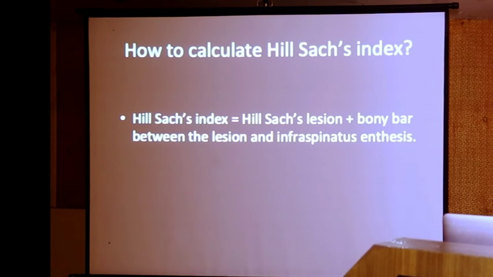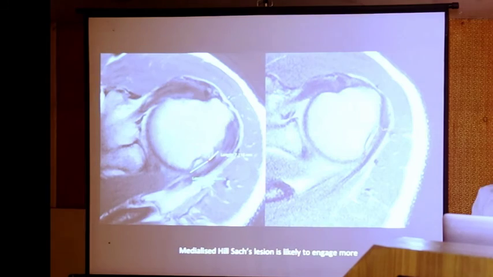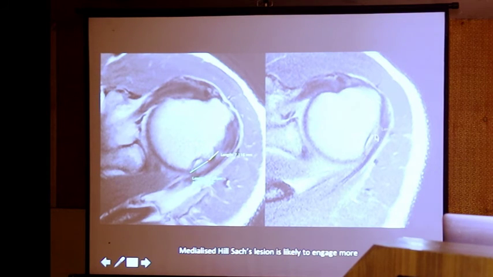How to calculate Hill-Sachs index? Hill-Sachs index is the Hill-Sachs lesion plus the bony bar between the lesion and the infraspinatus insertion. Now, what does this mean? So, this is a patient with Hill-Sachs, where the Hill-Sachs defect is extending up to the infraspinatus insertion. So here in this patient, there is no bony remnant present between the Hill-Sachs and the infraspinatus insertion. Whereas on the other hand, this patient has a more medial Hill-Sachs. So as you can see, this is a more lateral and this is a more medial Hill-Sachs, as a result of which there is some amount of normal bone between the Hill-Sachs and the infraspinatus insertion. This is the bony bar.